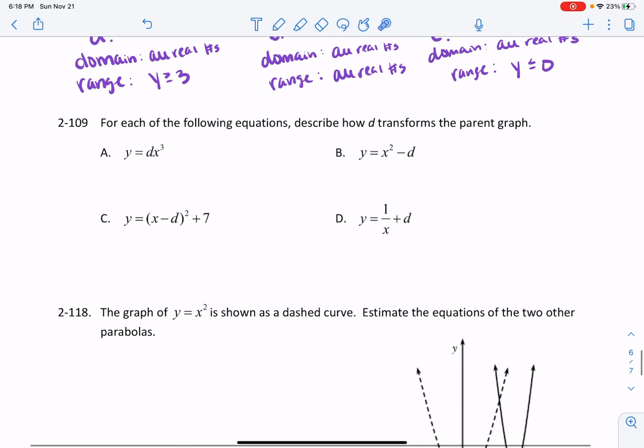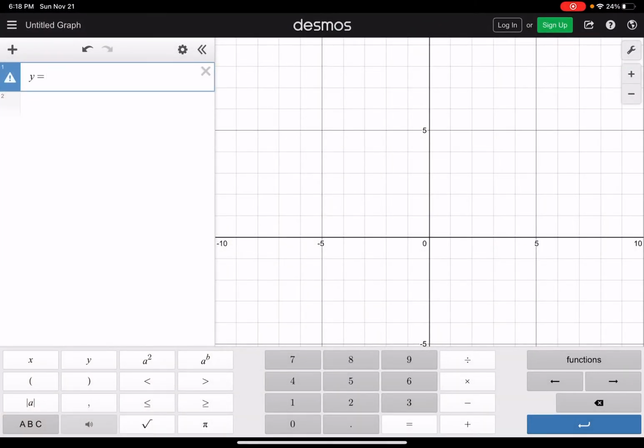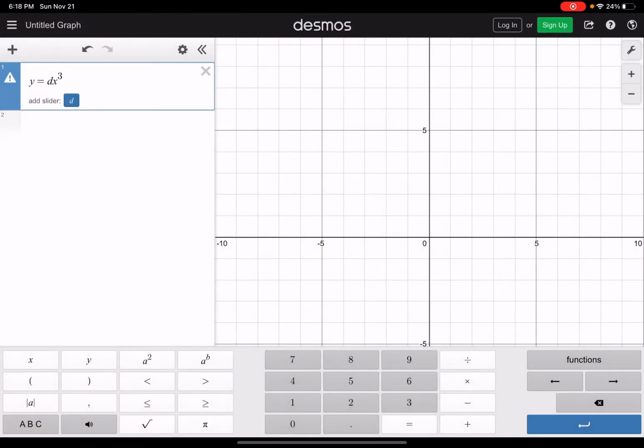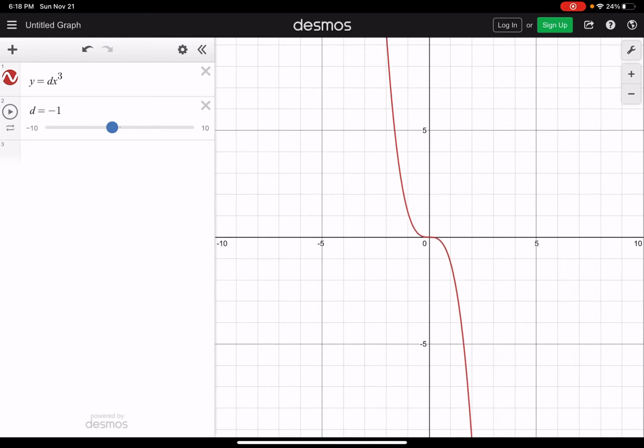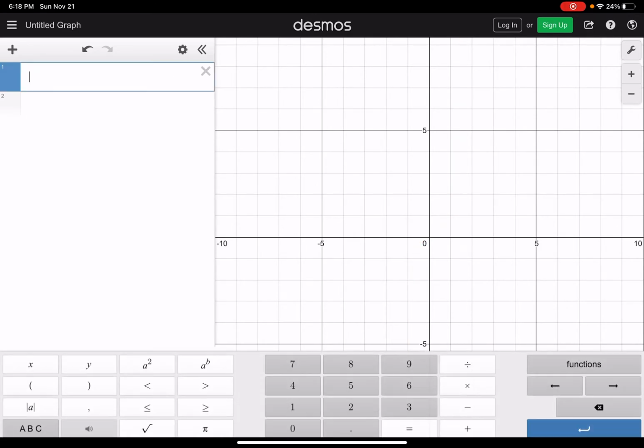Okay, for part 2-109, it says for each of the following equations, describe how d transforms the parent graph. So what you can do is just go to Desmos and look at each one of those. So let's do that. y equals (dx) cubed is what that is, or is that squared? Cubed, yep. I can add a slider and play around with it.